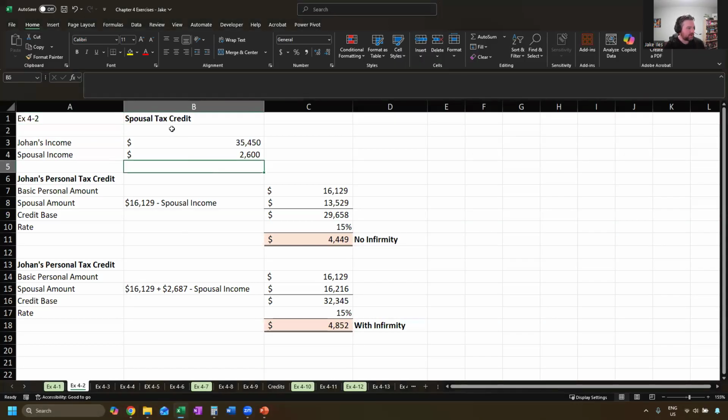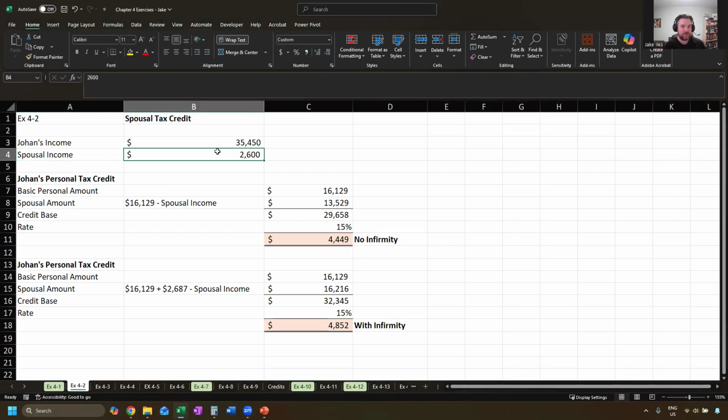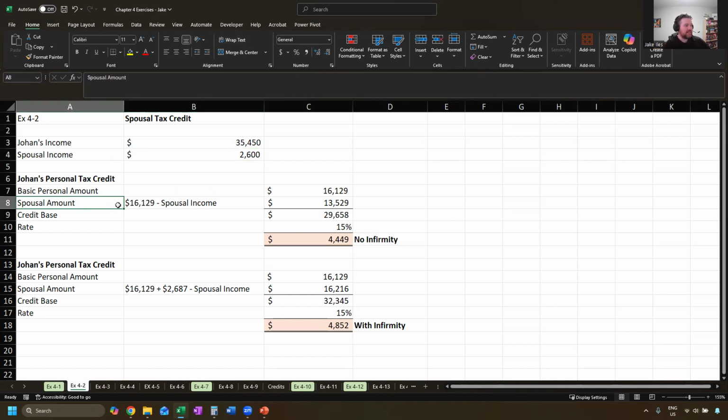Well, here's the spousal tax credit. Johann's income is $35,000, so Johann's income is high enough that he's going to be using his basic personal amount. The spouse's income is $2,600. So the spouse needs to use up at least a little bit of their credits to take care of that small income amount. So the spousal amount is $16,129 minus the income they're using. So 13,529 is left to transfer to Johann.